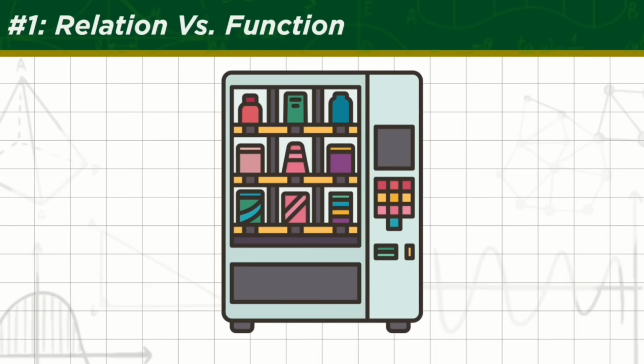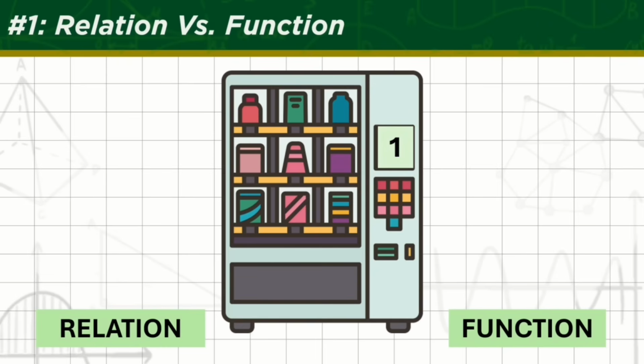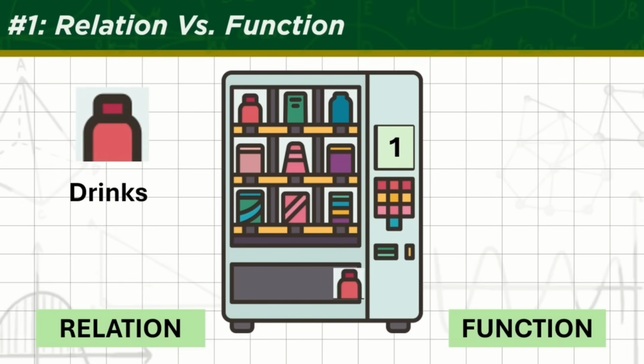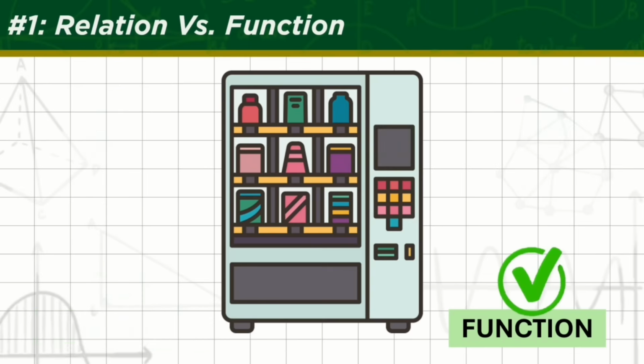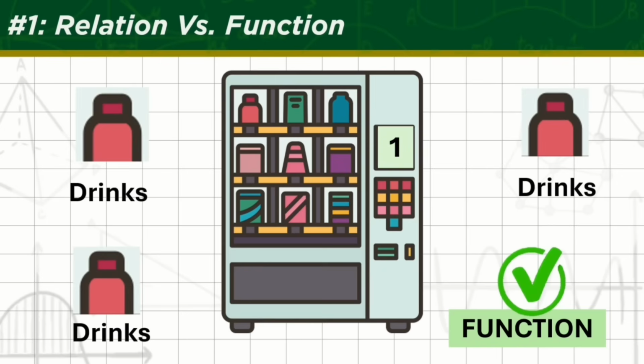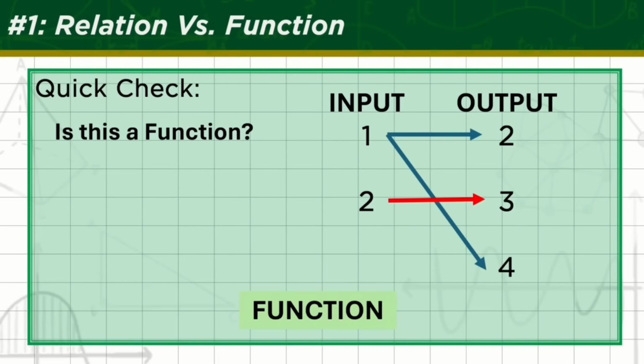Now imagine this one. Every time you press button 1 on the vending machine, it always gives you a drink. No surprises. That's not just a relation, but it is also a function. Why? Because the input, button 1, consistently gives you the same output. That's what functions are all about. Consistency. So functions are predictable. You press the button, or the input, and get only one output. Let's have a quick check.